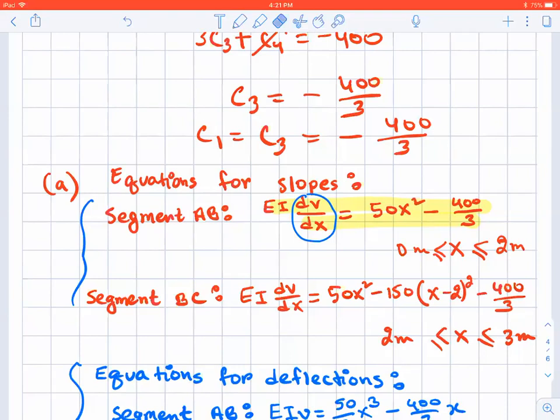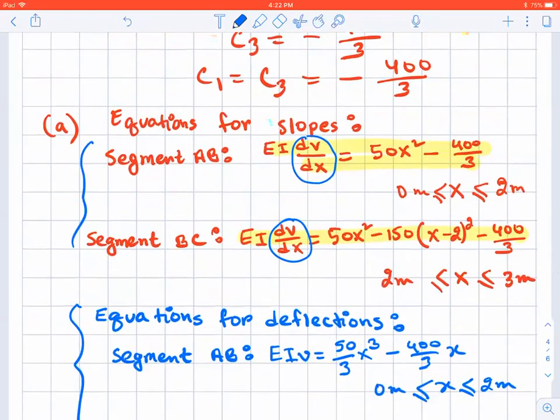I'm going to do the same thing for my segment BC, put this to be 0 and again solve for x. Okay, so you will see one of the segments will give you some imaginary, invalid number. That means obviously you do not have a maximum in that segment. Whichever segment gives you a valid x value, that's the segment where you're going to see the maximum deflection. So let's plug this in.